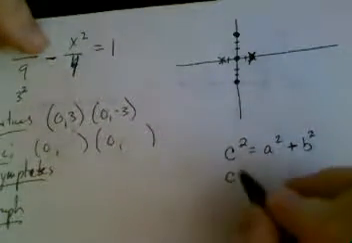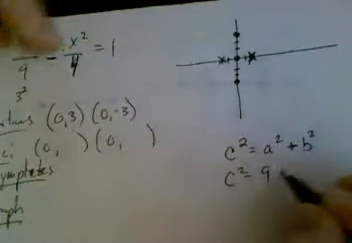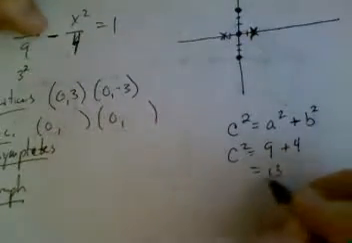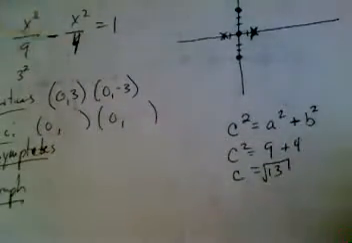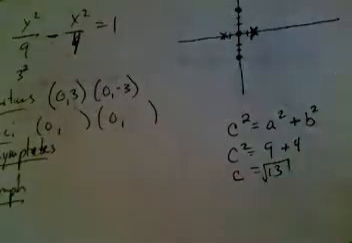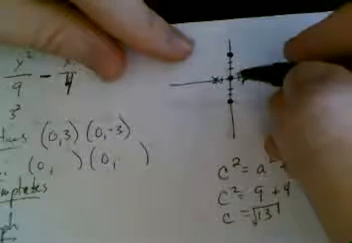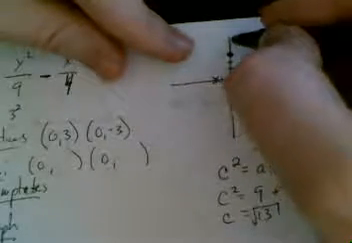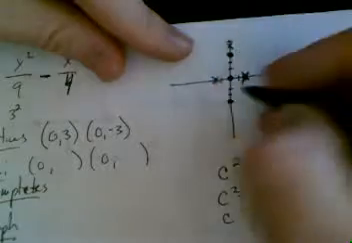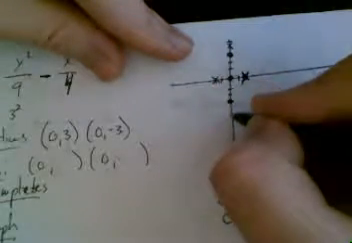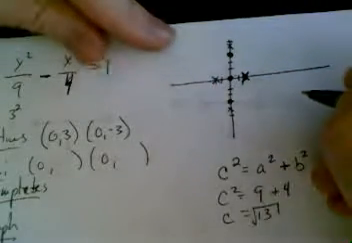So let me go ahead and do that. I have c squared is equal to 9 plus 4, which is equal to 13. So c is equal to the square root of 13, positively. Okay? So, for me to get to my foci, I'd have to go root 13. Now, root 13 is somewhere between 3 and 4, so there's 3. Up here would be 4. So my foci would be sitting here. There's 3. There's 4. Somewhere between there.